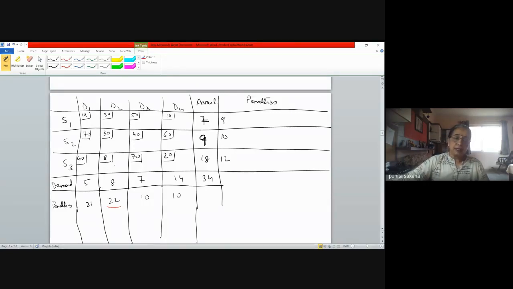Now, remember one thing. Allocations depend upon availabilities and demands. Allocations have to be the minimum of that row and column availabilities. That means if I am talking of SiDj, then it has to be the minimum of Ai and Bj. Like in this case, I'm talking of S3D2, so it has to be the minimum of A3 and B2. That is the best possible allocation that can be made.